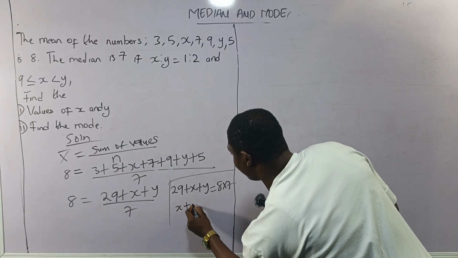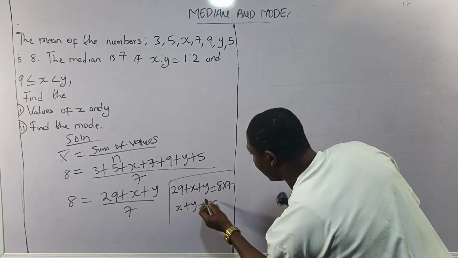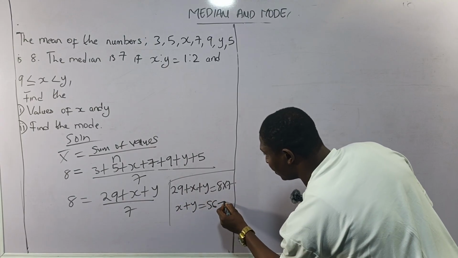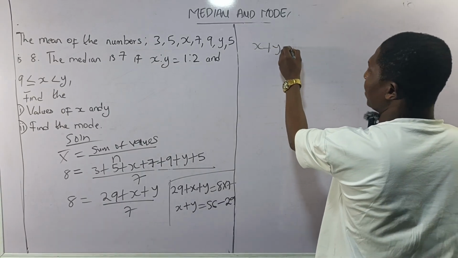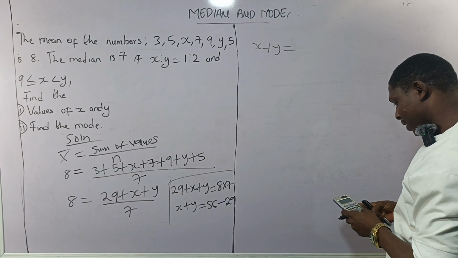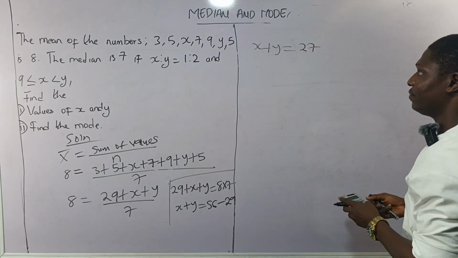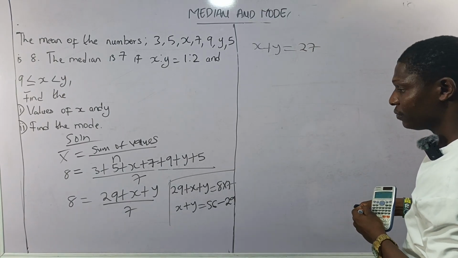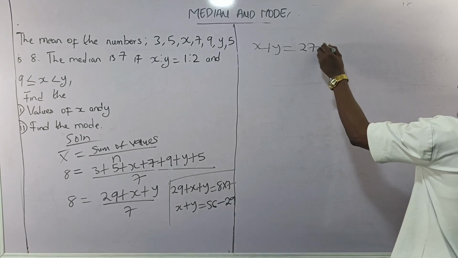I'll have x plus y. 8 times 7 is 56. And I'll bring this to the other side, becoming negative 29. And I'll have x plus y equals 56 minus 29, which is 27. So x plus y is equal to 27. I'll take it as my equation 1.